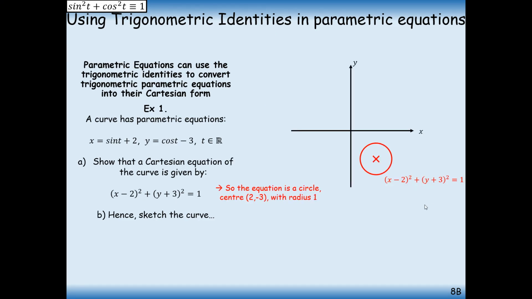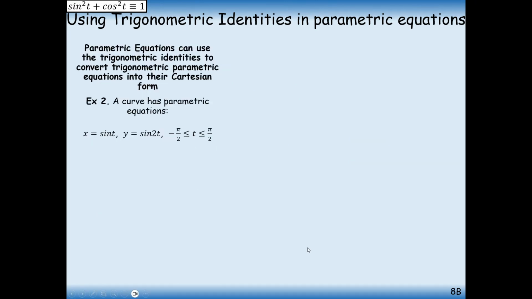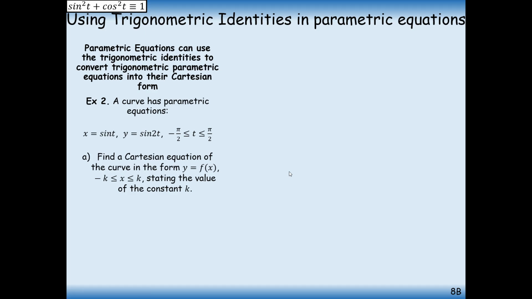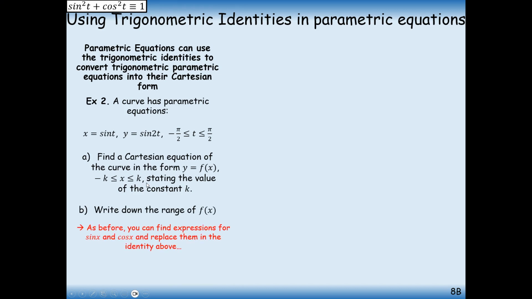As I promised you, here's the graph of the circle. And with the next example, our x and y are both defined in terms of sine. The question is asking us to find the Cartesian equation in the form y equals f of x. So we have to eliminate t somehow and define what values of x it can take. In other words, state the value of k. In part B, we will look at the range of the function f of x.